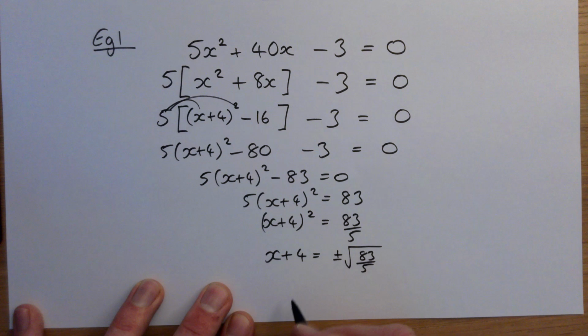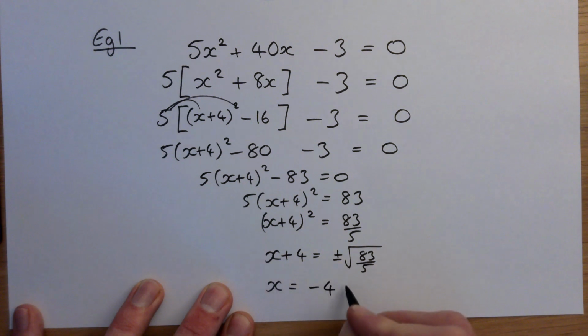And then to get x on its own, we're just going to subtract 4 from both sides. So we get minus 4 plus or minus the square root of 83 over 5. Hope that helps.